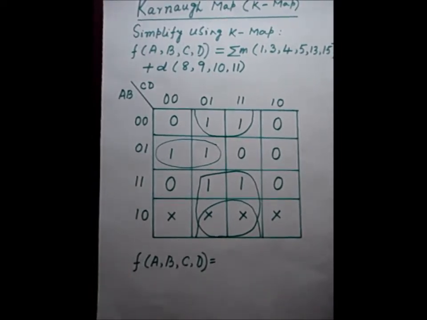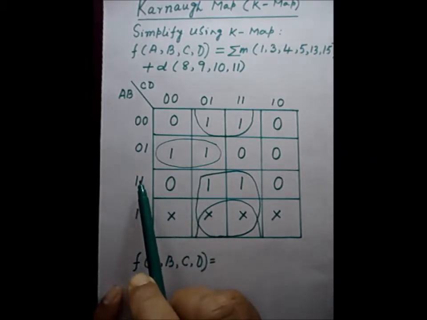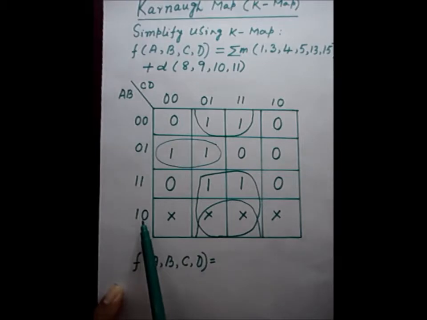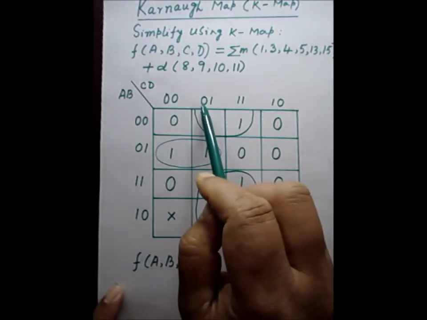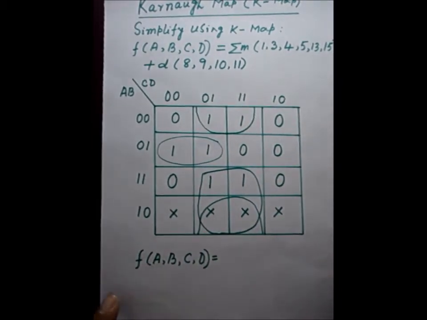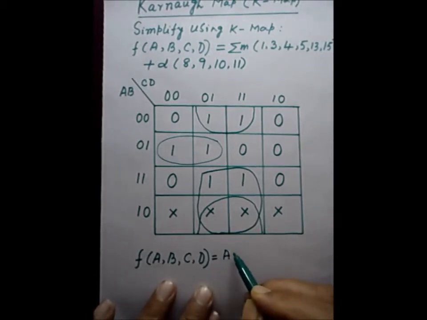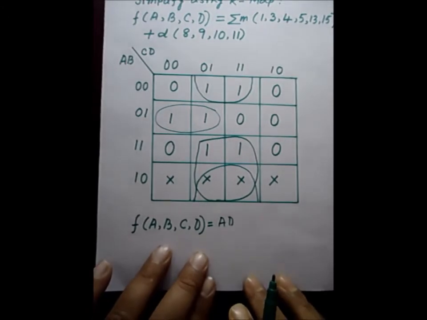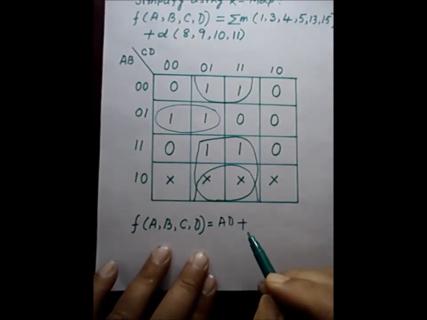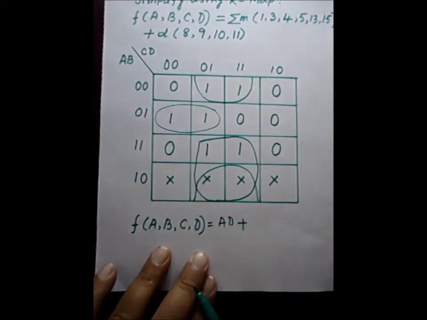Now, for the first group, if you come horizontally, B and B bar get cancelled, A is remaining. If you come vertically, you can see C bar and C get cancelled. Therefore, the remaining is D. Therefore, this group is A into D. Plus the second group I made.